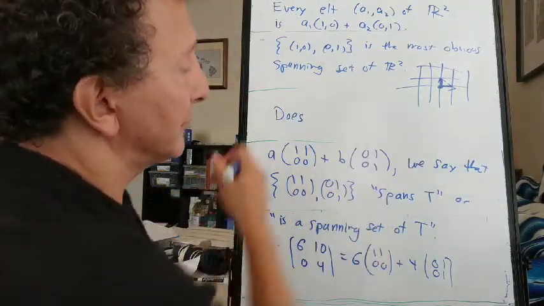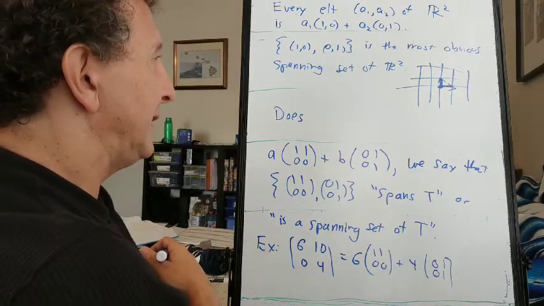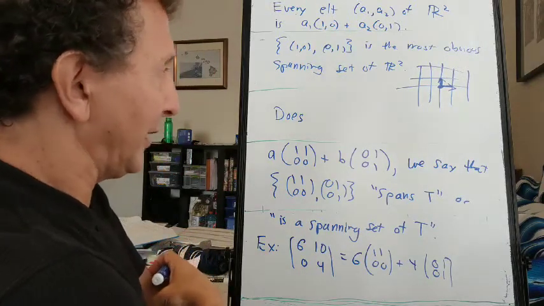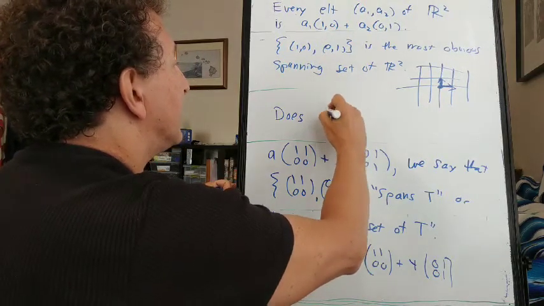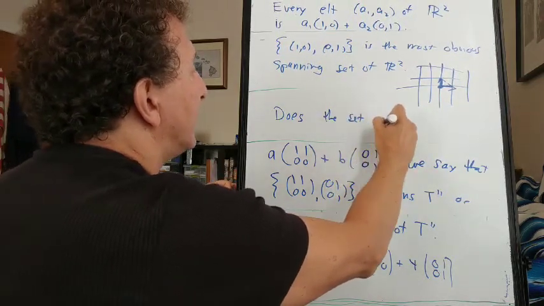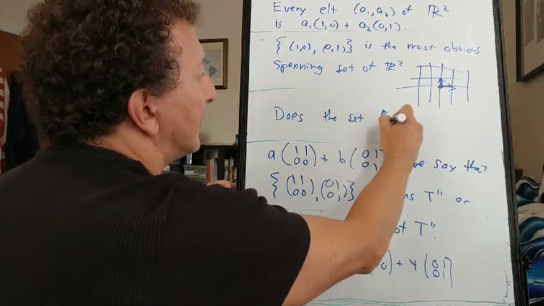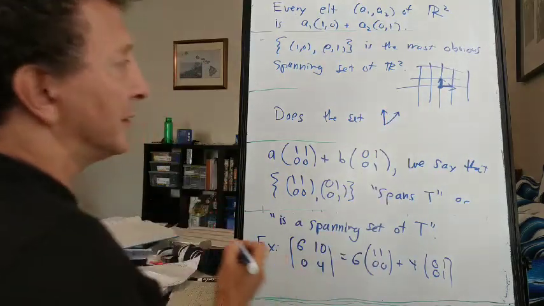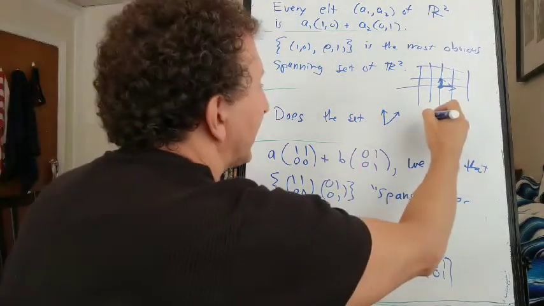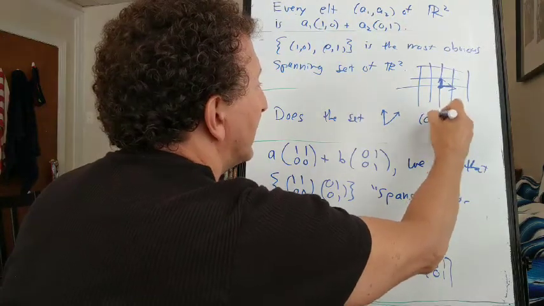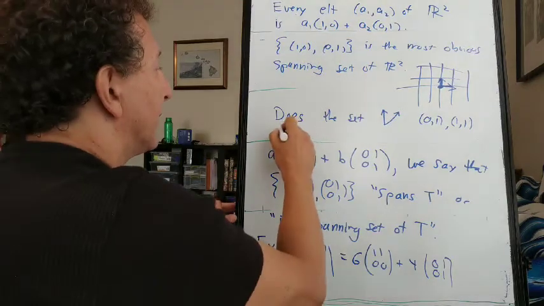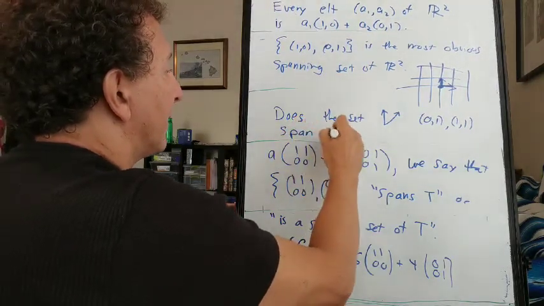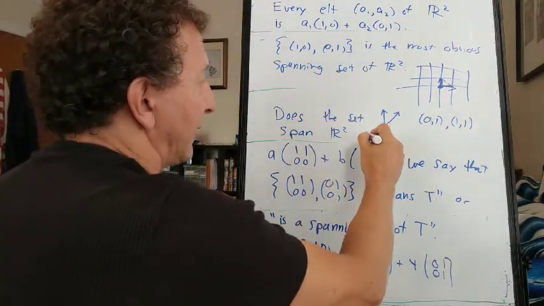Now this graph paper is maybe not the only way to think of the plane. So we could look at these two vectors, which I'm thinking of as 0, 1 and 1, 1. And we could ask, does this span R2 also?